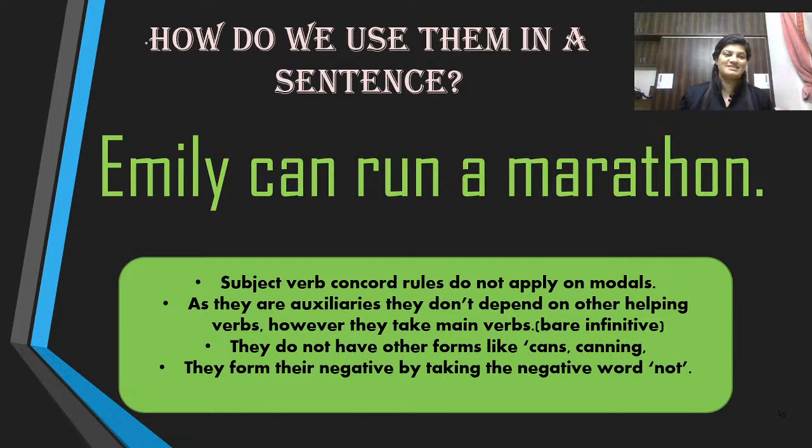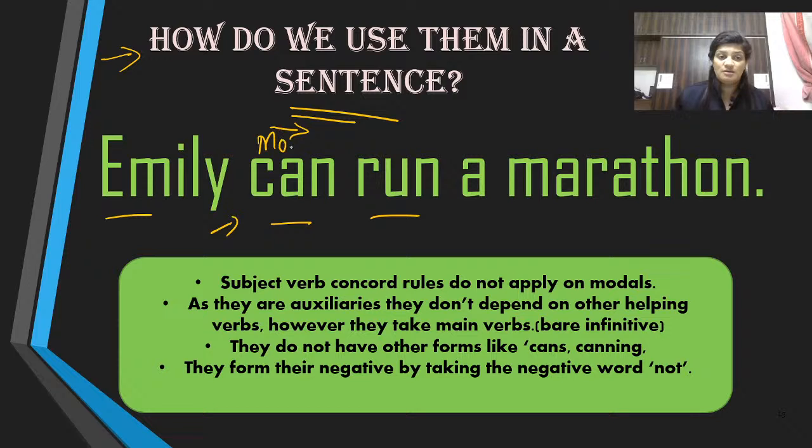All right, cool. How do we use them in a sentence? Now that's a question that needs to be answered. How do they function in a statement? Now this is a statement: Emily can run a marathon. Let us take a look at this example. This is our modal, which expresses the ability, and this is our main verb. All right. Now, subject-verb concord rules do not apply on modals. I hope you remember the rules of subject and verb agreement.